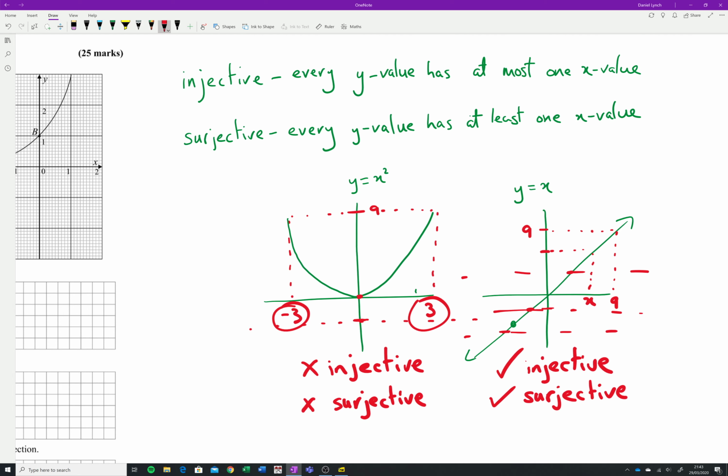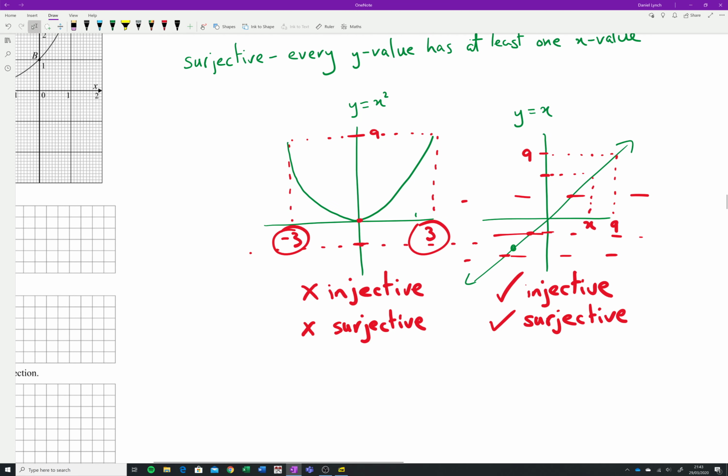What were we asked? We were asked about this thing called bijective. Well, bijective is very simple. If you are both injective and surjective, you're bijective. You have to be both things. If you're injective but not surjective, you are not bijective. So this thing is bijective because it's both injective and surjective, whereas this one is not bijective.